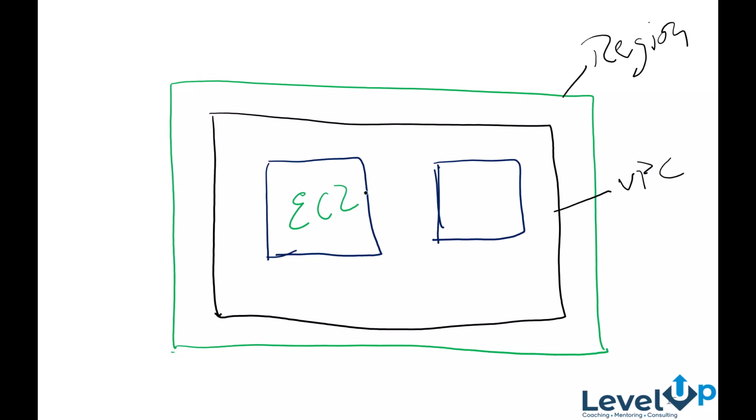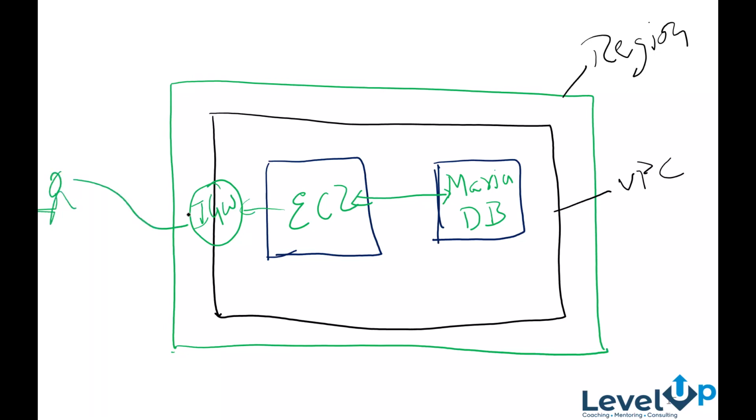And inside this, I'm going to create a MariaDB instance. Now this MariaDB is connected with this EC2 instance. And we'll have an internet gateway. This EC2 instance will communicate with the users with the help of this internet gateway. That is the architecture.